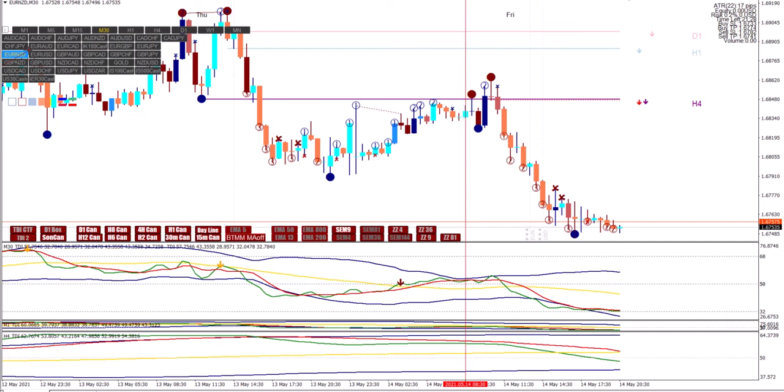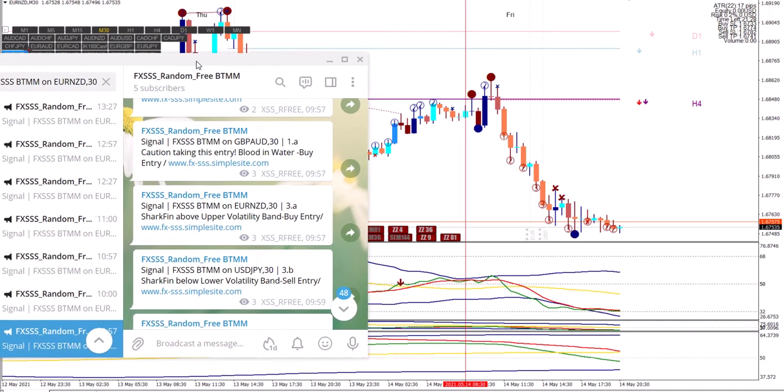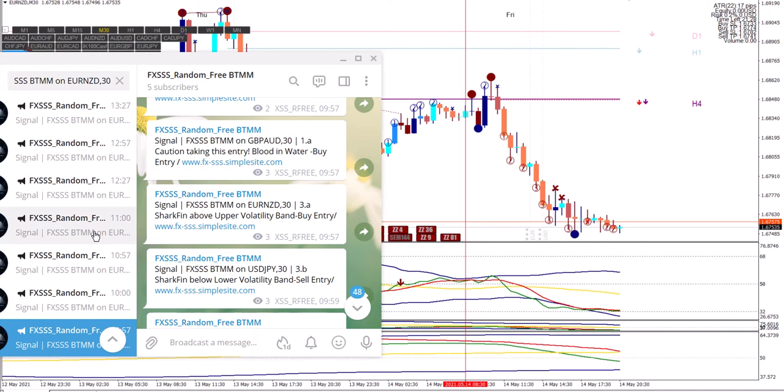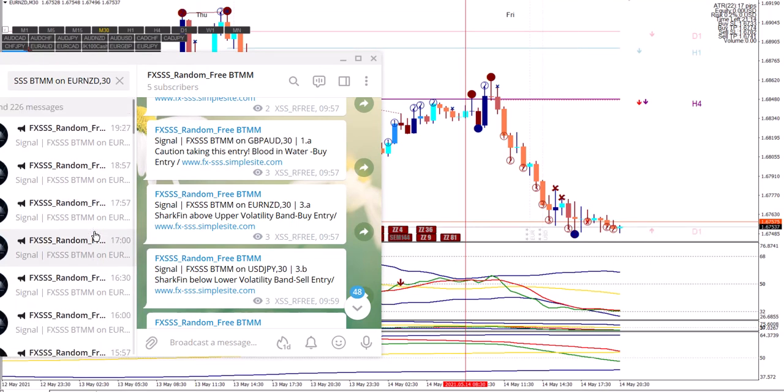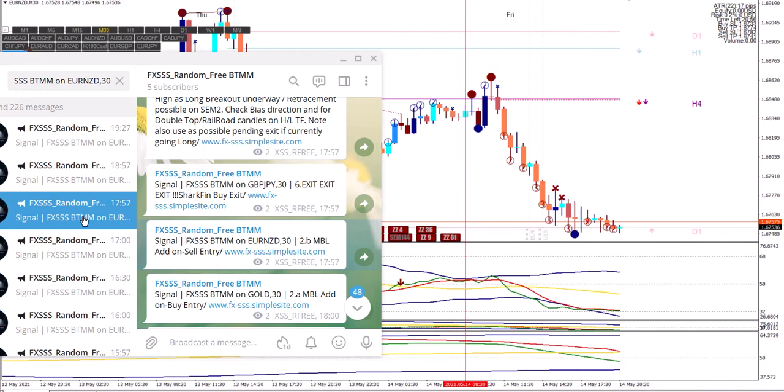Now, before we do that, let's see if we got an exit signal at some time here. Euro New Zealand, let's bring this back in so we can scroll together, right? It's probably one here. There it is. Shark fin sell exit. There's your signal at 5 o'clock. Euro New Zealand shark fin sell exit. Spot on. And then one came at 6 o'clock, but that is on the 30 minute.